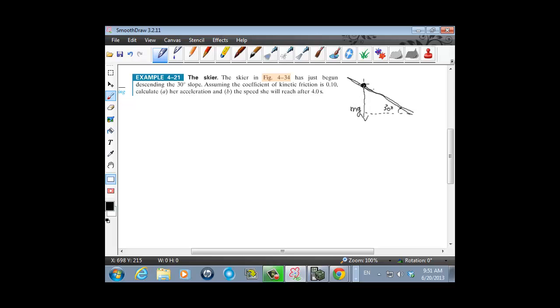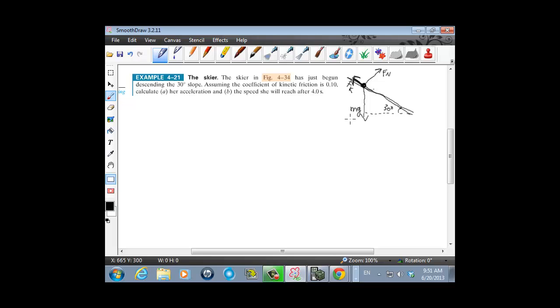What else? Friction. Well, yeah, so it gives us a coefficient of friction, and so we know the friction will be opposite the direction of the motion. She's going down the slope, so it'll be in that direction. Normal force. We have a normal force.